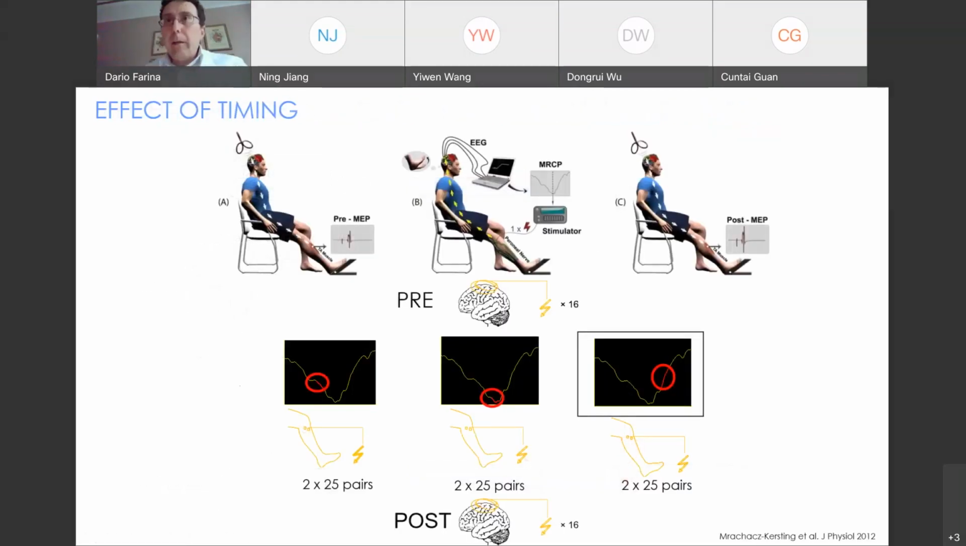So we put together, around 10 years ago, an interesting study in which we looked specifically at the timing. Given the slow negative potential recorded by EEG, we had a stimulation that occurred either a bit before the peak negativity, or around the peak negativity, or a bit after the peak negativity.